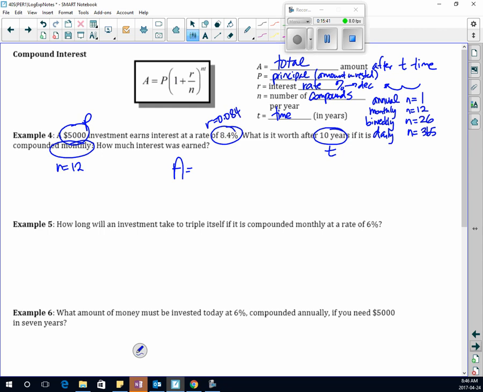Okay, so now we're going to plug it into the formula. So 5,000, 1 plus 0.084 divided by 12, to the power 12 times 10. I know a lot of people like writing 12 times 10 and then they try to do it in their calculator. Just do the mental math. What's 12 times 10? 120. So if you want, I'll go N times T is 12 times 10 equals 120. Okay, so you should be able to punch this into your calculator in one fell swoop here.